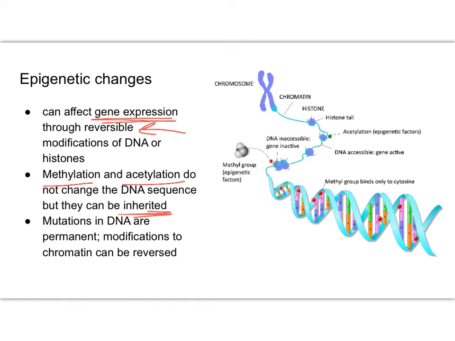So even if you pass them on, your children could potentially reverse them, or they could change them. And again, they don't always have to be bad. Okay? And again, I cannot emphasize this enough. This is not a mutation. This is something that can be reversed. It's something that can be changed. It is not a permanent change to the group or to the chunk of DNA.